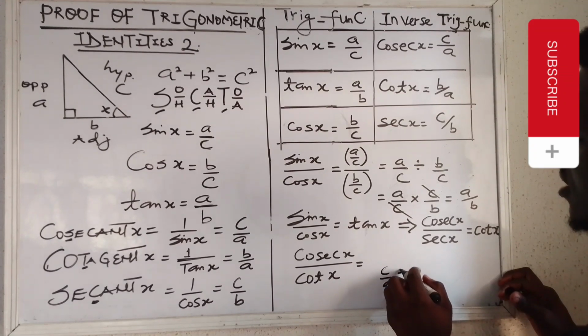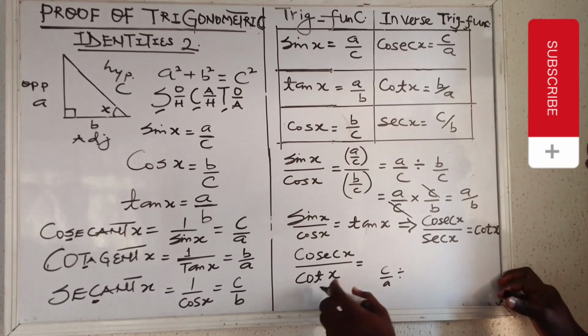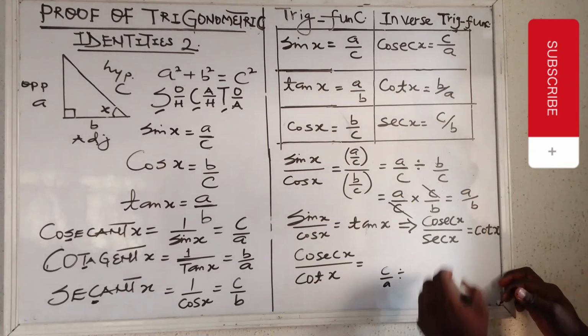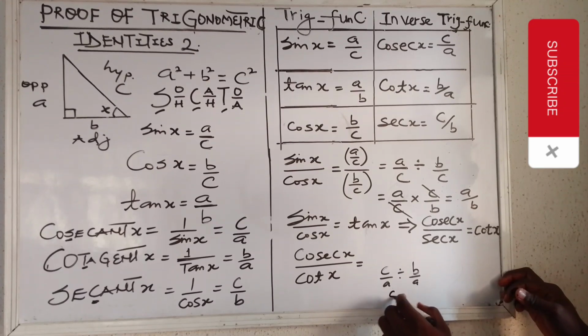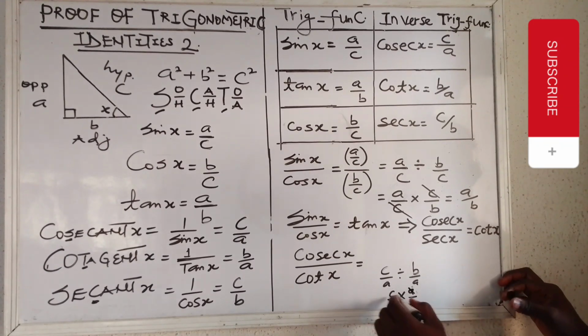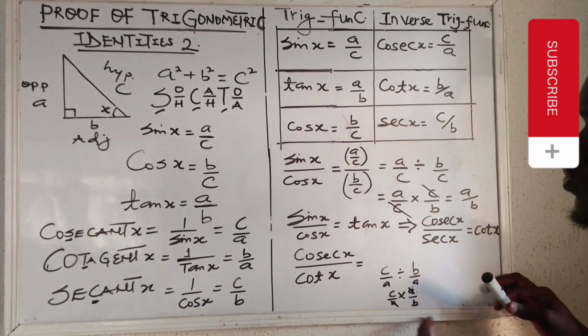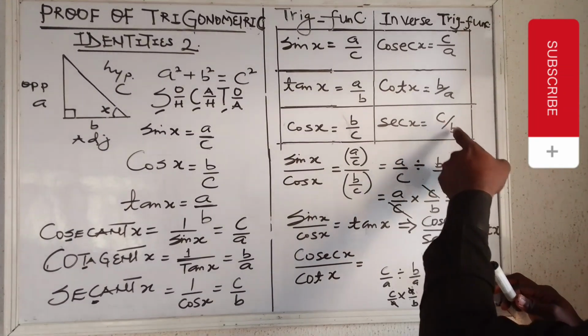C over A divided by cotangent x. Cotangent x, yes, that's B over A. So when we do this arithmetic here, we can say C over A times, it becomes times, so this one is inverted. We have A over B. So what happened here? A cancels out A, and we have C divided by B. Who is C divided by B? Let's see who is going to be C divided by B. C divided by B was what?